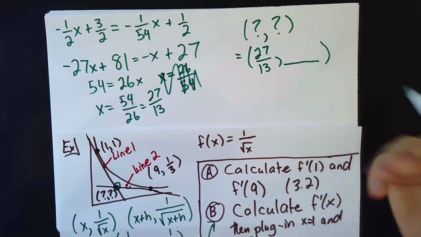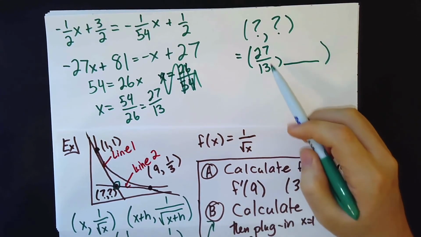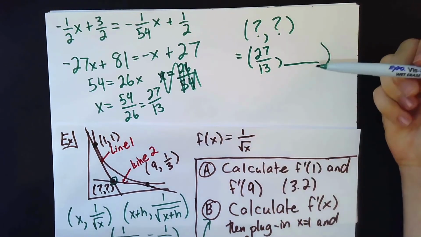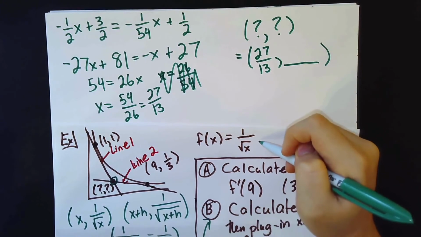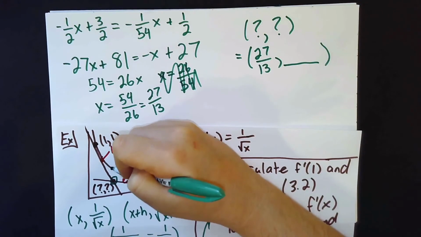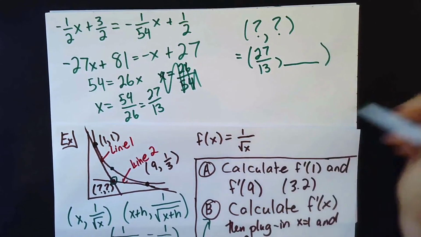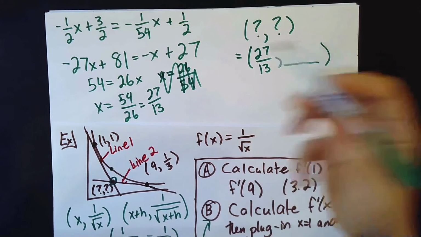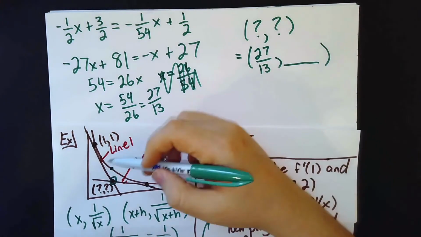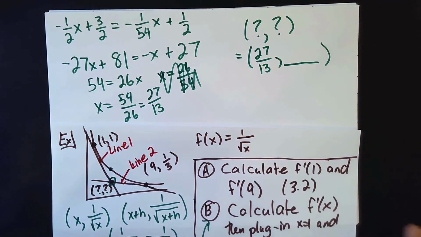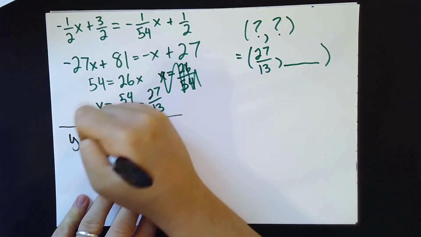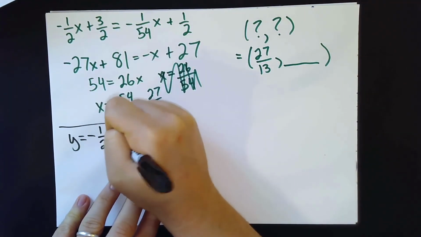So there are three possible places that I could want to plug the 27 over 13 into. I could want to plug it into f, into line 1, or into line 2. I definitely cannot plug it into f, because that would tell me this point up here, where the x-coordinate's the same, but the y-coordinate's completely different. So don't do that. But since this point's on both line 1 and line 2, I should be able equally well to plug it into line 1 or line 2. It will make no difference. So when I look back at these, I can choose whichever of these I happen to like. I guess I'll go with line 1.